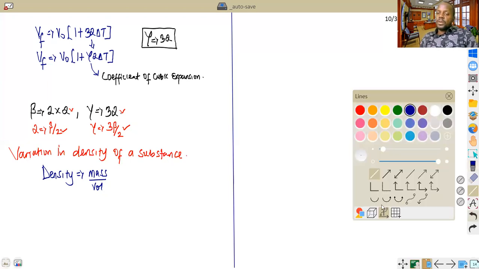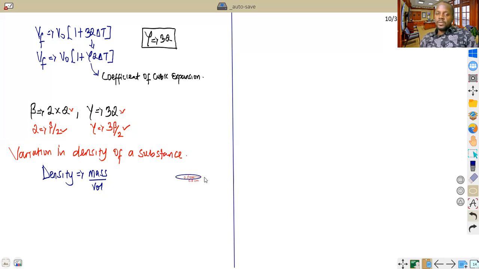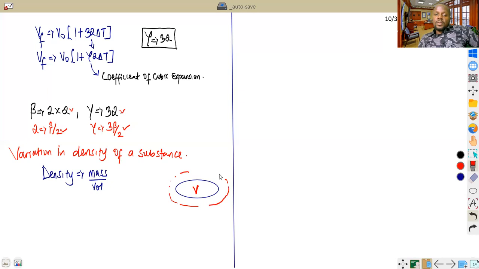A very good example we can put into consideration is looking into our very rough substances. Let me try to draw something that is rough. Which was heated? This thing has an initial volume of V. Then when it was expanded, that is when it was heated, the volume of the substance will increase, from V by delta V. So let's say this is the final volume, we call this V final.